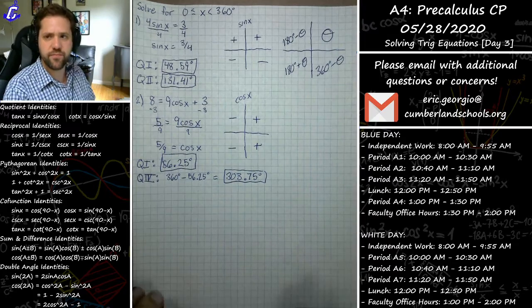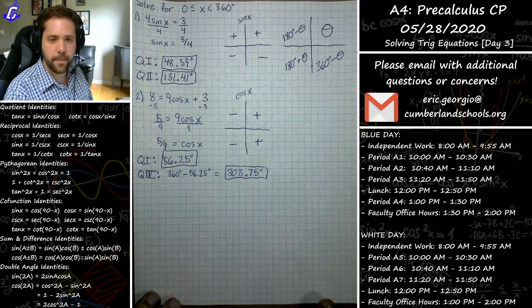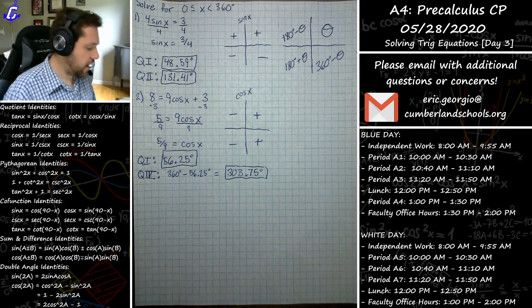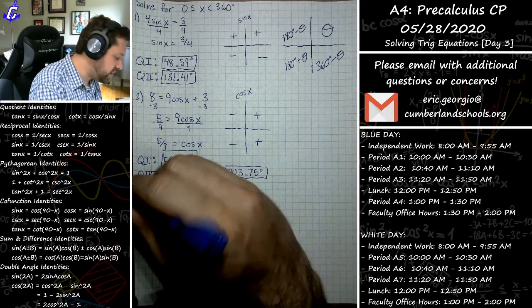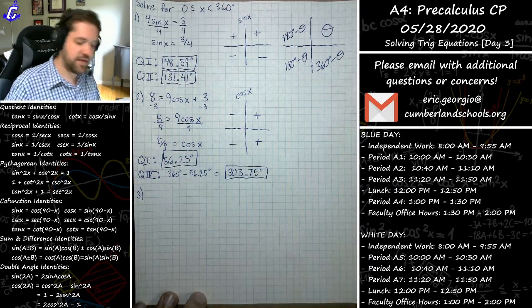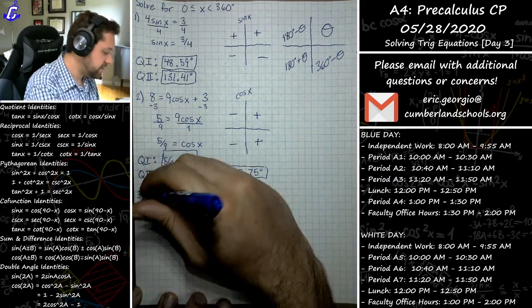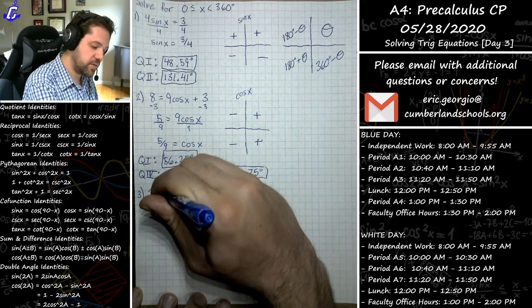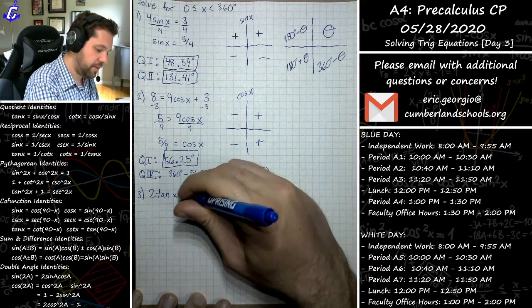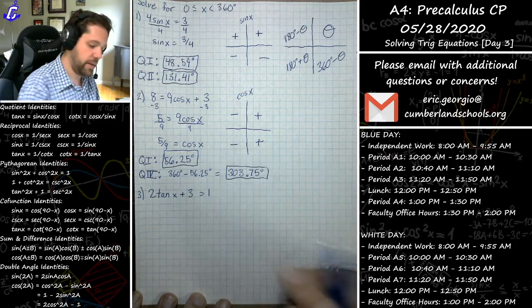Not too bad, right? Pretty simple so far. All right, fantastic. Let's do a tangent example. We didn't do a tangent example last class. I think it's good to talk about the tangent, of course. Let's see if we have an equation like 2 times the tangent of x plus 3 is equal to 1.